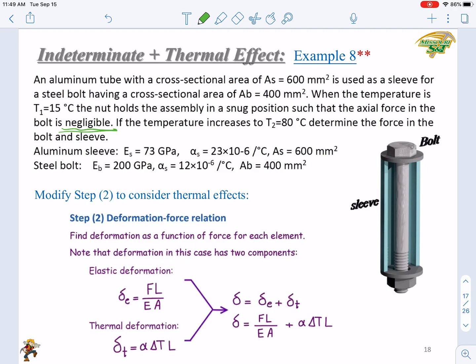Okay, so in this example, you can see that we didn't add any external force. It's only a temperature change. Okay, we just heated it. Then some internal forces and stresses will be generated in both components. Right? And the material properties have been given. Let's try to solve it.